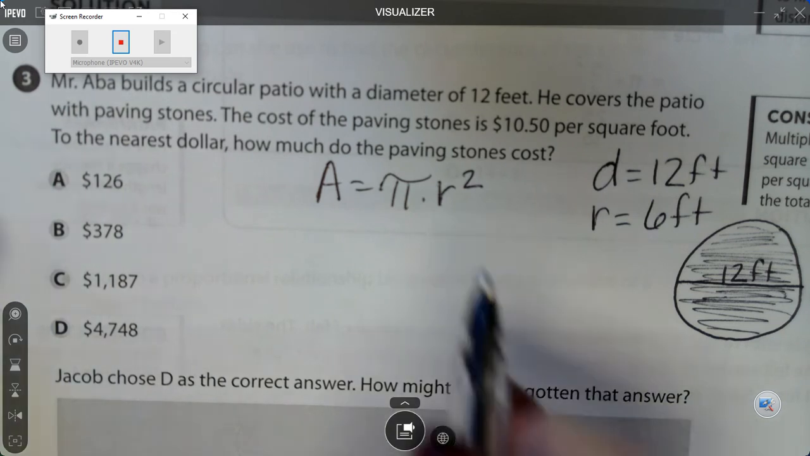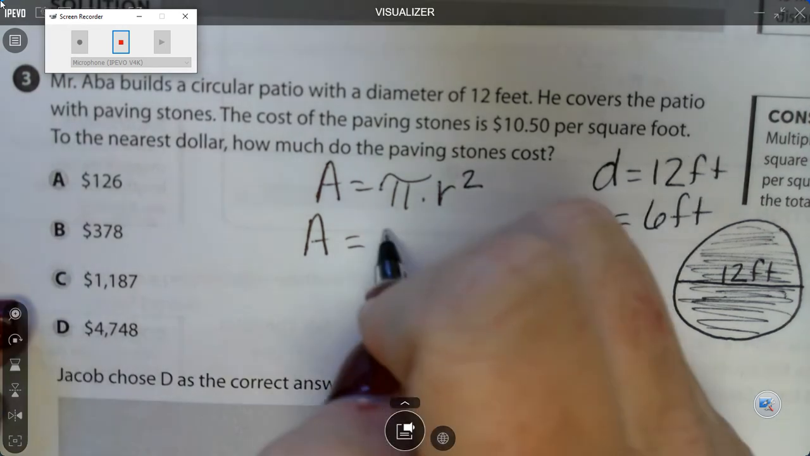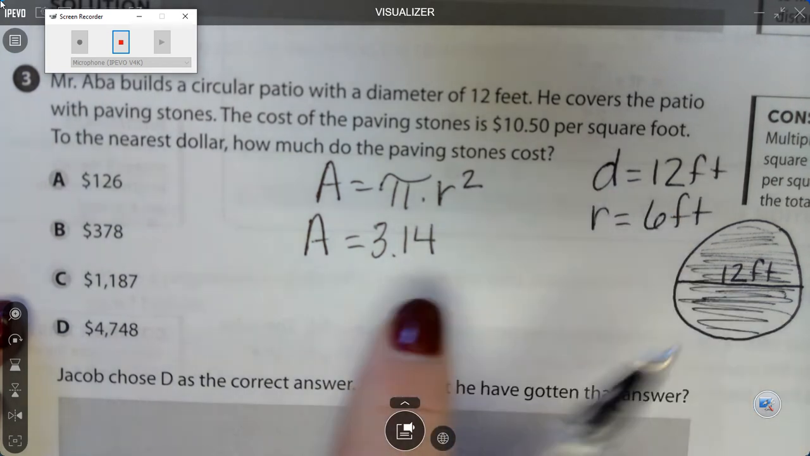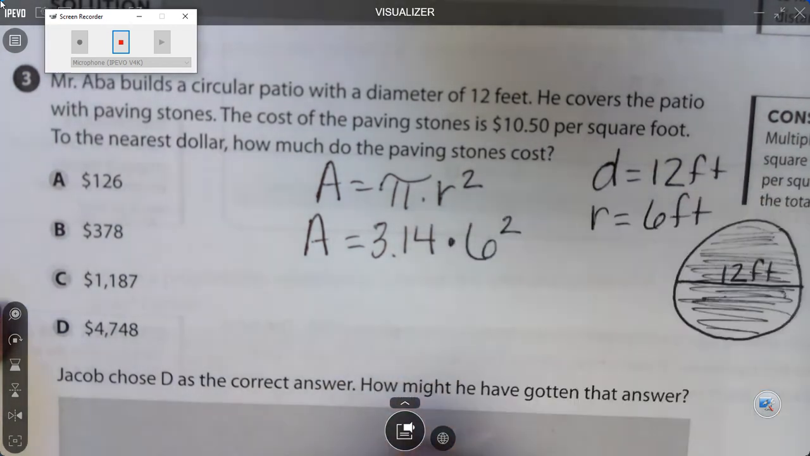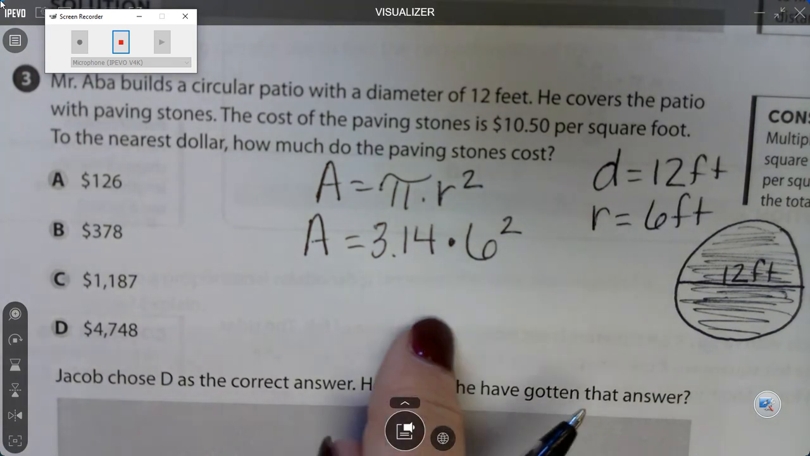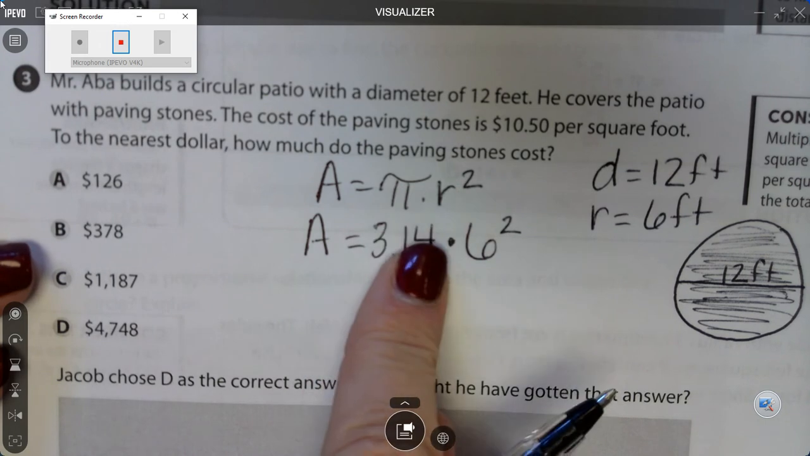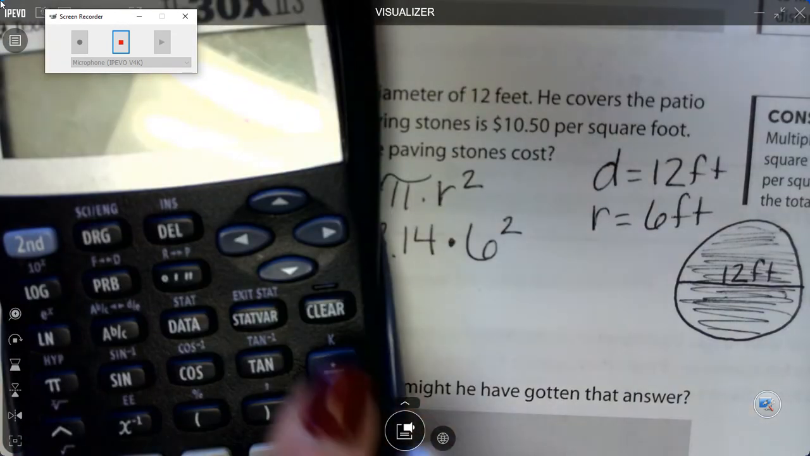Here we go. Area equals, and because we are looking for an approximate, I'm going to plug in 3.14 for pi. And then my radius is 6, so I'm going to plug in 6 squared. So now I'm just going to solve this. 6 squared is really 6 times 6. So you have two options.